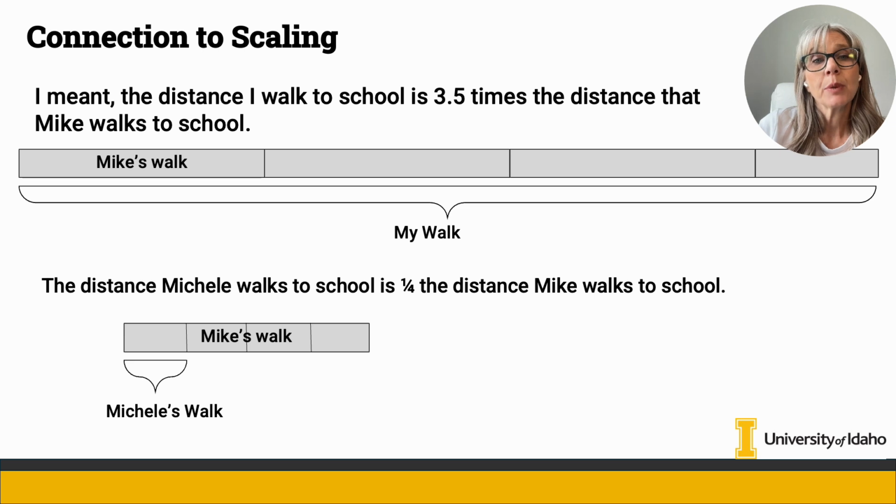Likewise, we can multiply by numbers smaller than 1. The distance Michelle walks to school is 1/4 the distance Mike walks. We scale the original bar back to 1/4 its length to find Michelle's walk.